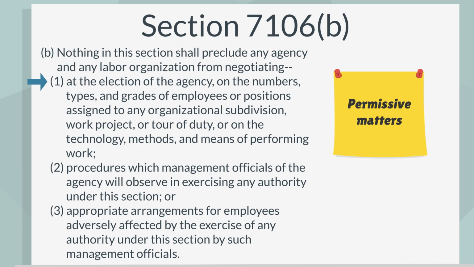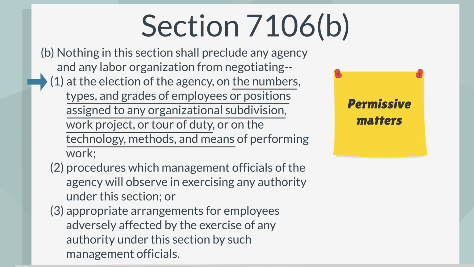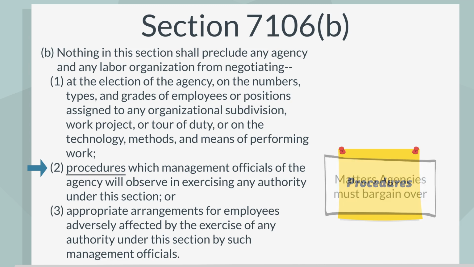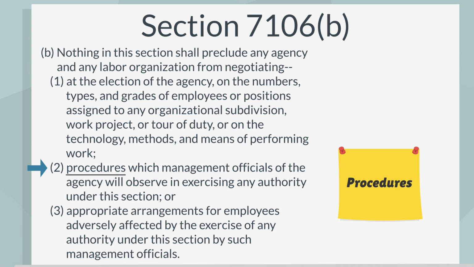This subsection encompasses 2 broad categories, involving numbers, types, and grades of employees, and their methods of performing work. You can find out more about what these matters involve by reading the authority's decisions. Subsection 2 concerns the procedures that management will observe in exercising their management rights. These are matters management must bargain over, which are fully enforceable in arbitration. Again, you can find out more on these types of matters by looking to authority precedent.